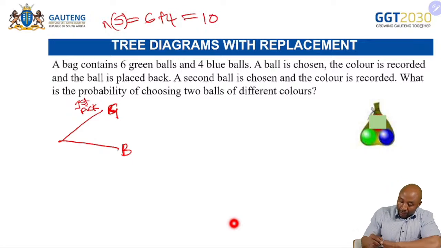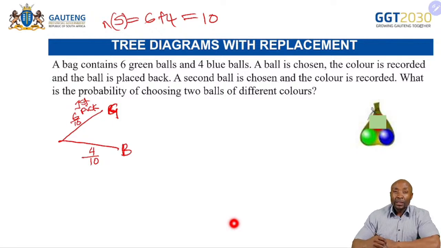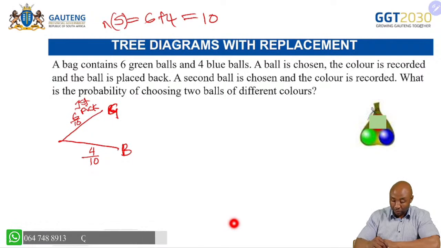So it means the probability of picking up a green ball becomes 6 over 10, and the probability of picking a blue ball becomes 4 over 10. For now, I would say do not worry about simplifying the fractions, because there is something that might change along the way. So we rather stick to the definition and not simplify too early.